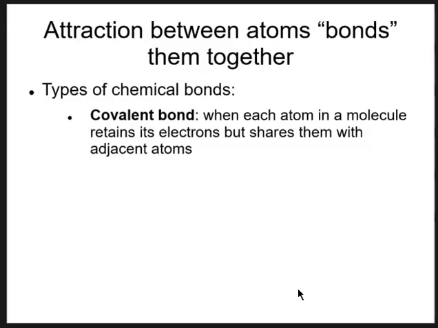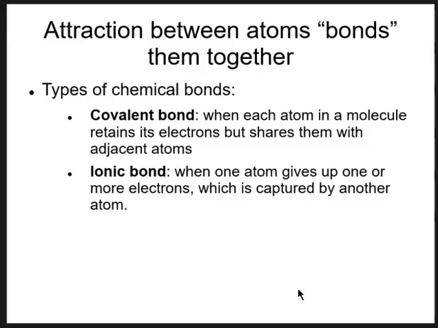A covalent bond is when each atom in a molecule retains its electrons but shares them with adjacent atoms. An ionic bond is when one atom gives up one or more electrons, which is captured by another atom. Because one atom is giving up an electron, that's going to make that atom positively charged, and then the atom that gains the electron is going to become negatively charged. So that makes atoms electrically charged, and we call those ions.